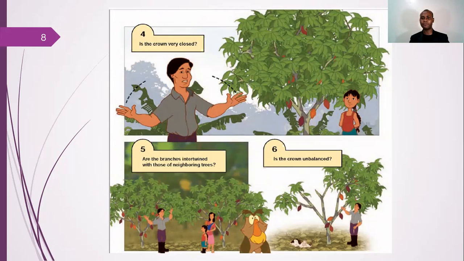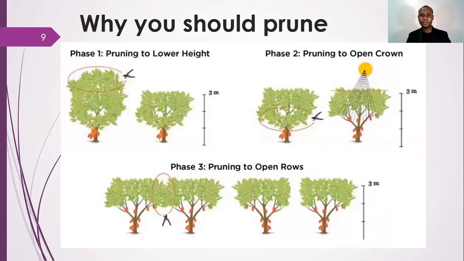All right, so in cases like this, you need to do some pruning, okay? You need to do some pruning in cases like this. So I don't know how your farm looks like, but if your farm looks like any of these, it means that pruning is going to be needed on your farm.